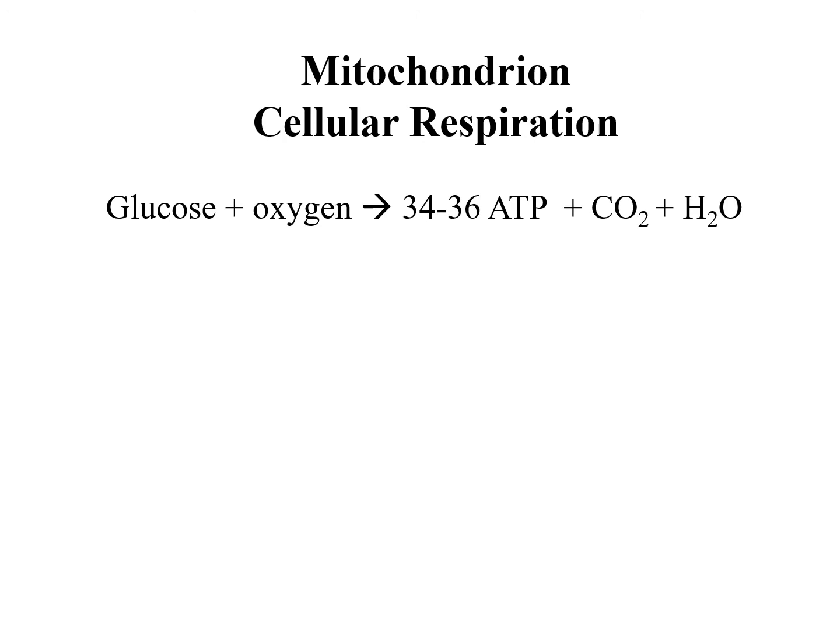Now, you can turn glucose into ATP without oxygen being present, but it's not a very efficient way to do it. If you're talking about gas mileage, this is good bang for your buck. For one glucose molecule, you get 34 miles per gallon, or 34 to 36 ATPs. That's pretty good.